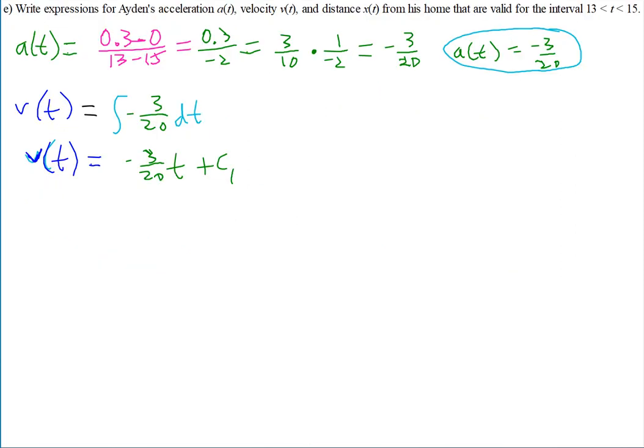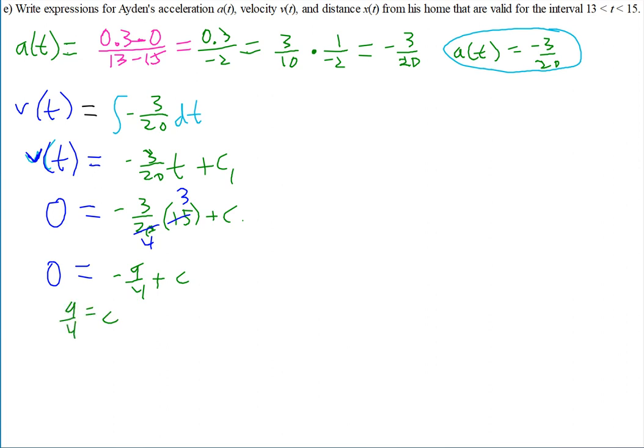So we're going to plug in 0 for the velocity and 15 for the time to solve for c sub 1. And then notice that reduces nicely. You can divide both these by 5, gives you 3 and 4. So you get negative 9/4 plus c, and then just add 9/4, so we get c equals 9/4.